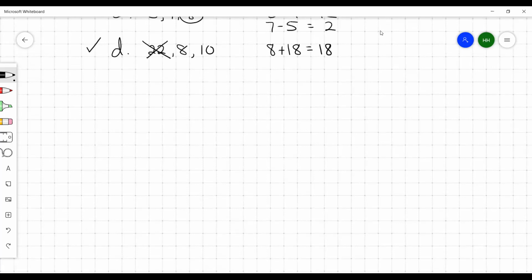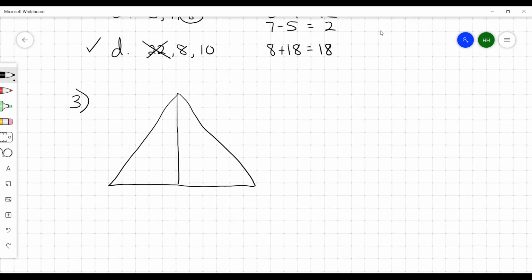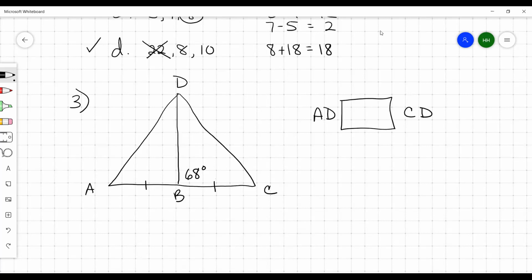All right, number 3. We got 2 triangles here. We got AB, that's congruent to BC. We got the measure of angle DBC is 68. What is the relationship between AD and CD?